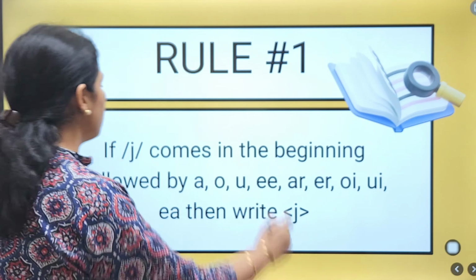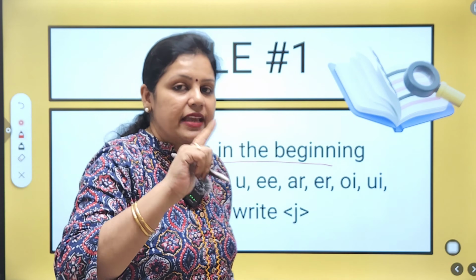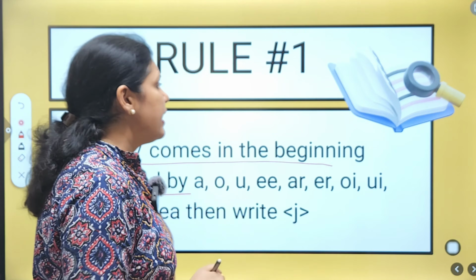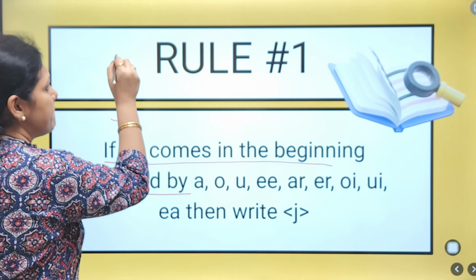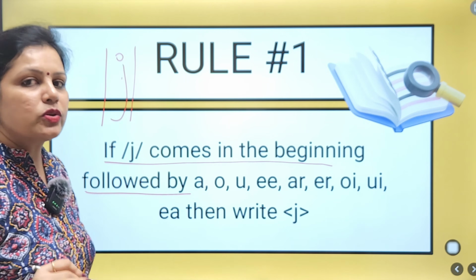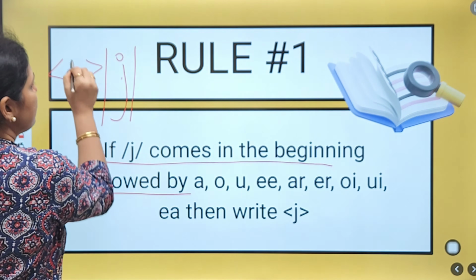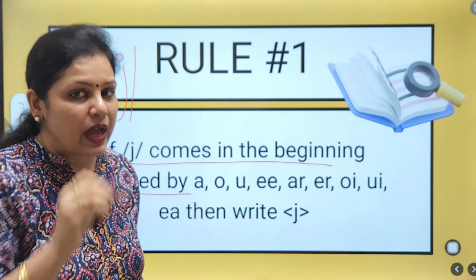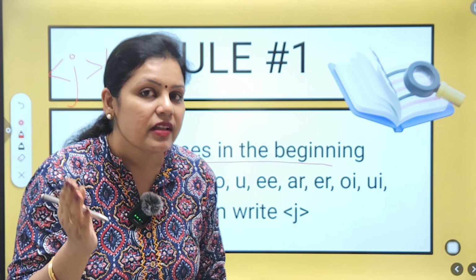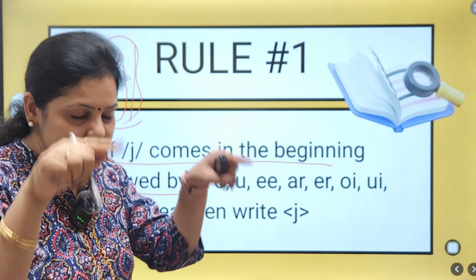So here is your rule number 1. If the J sound comes in the beginning, middle, or at the end, let us start with the beginning. If the J sound comes at the beginning of any word, this is a sound. Anything which is written in slashes is called a sound, and anything which is written in angle brackets is its grapheme, that means the written one, because we cannot see whatever we hear. That is why we use symbols like these slashes.